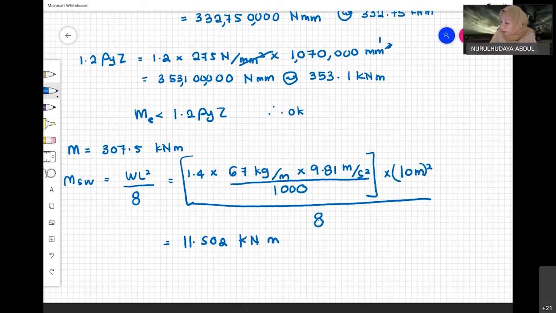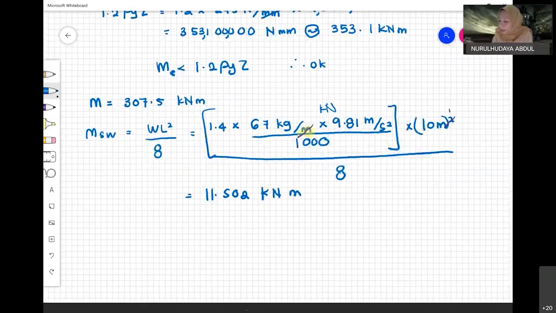Betul sebab kat sini kilogram ni awak, meter ni awak jangan kira. Meter ni untuk 1 meter panjang beam. So meter ni tak peduli pun. Kilogram ni awak nak tukar to Newton, awak darab 9.81. And awak bagi 1000, tukar kepada kilonewton. So ini dah jadi kilonewton lah semua kat sini. Tapi meter kat sini tak termasuk dalam cerita tu. Meter kat sini dia akan cancel yang dengan yang ni ya. So bila dia cancel meter ni, so tinggal meter satu kuasa. Okay, so jadi kilonewton. So that one is for MSW, self-weight moment.